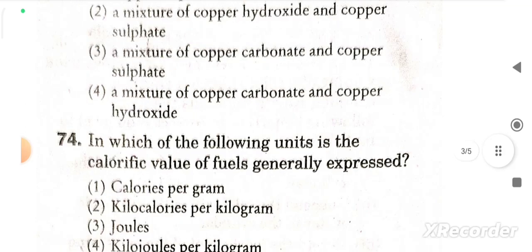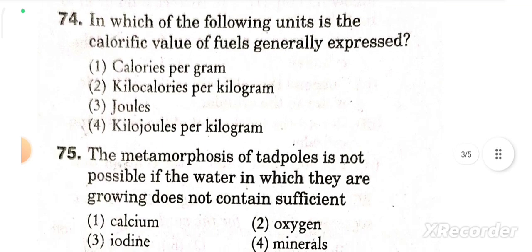Next question is 74th. In which of the following units is the calorific value of fuels generally expressed? So kilojoules per kilogram.